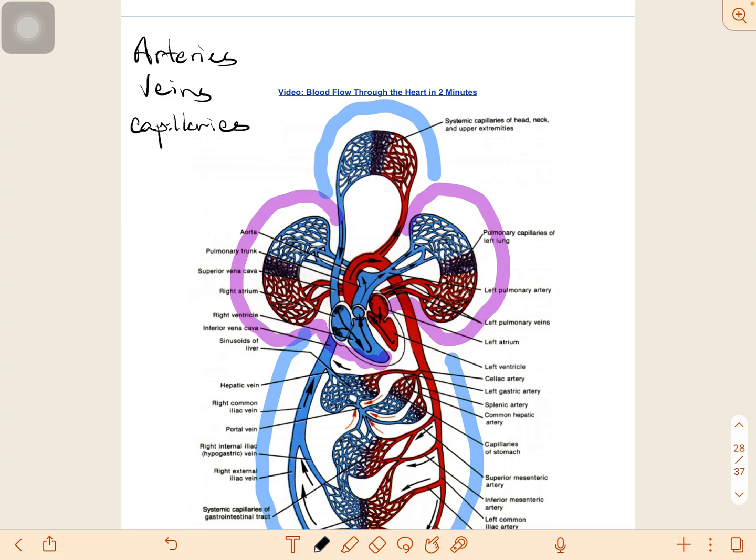Your arteries are going to contain all that blood that is oxygenated, and it's going to go out to your body. All right, and remember, the artery that does not contain oxygenated blood is the pulmonary artery, because that's still deoxygenated. It's just flowing away from the heart. Okay, and the pulmonary vein is going to bring that oxygenated blood back into the heart so it can be pumped to the rest of the body.